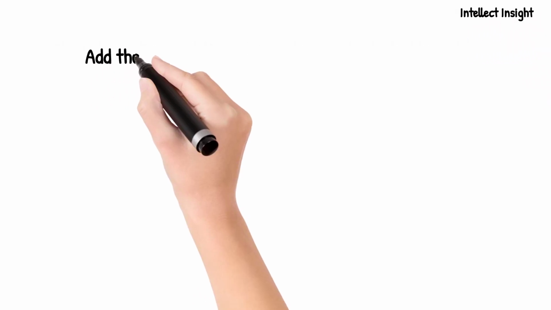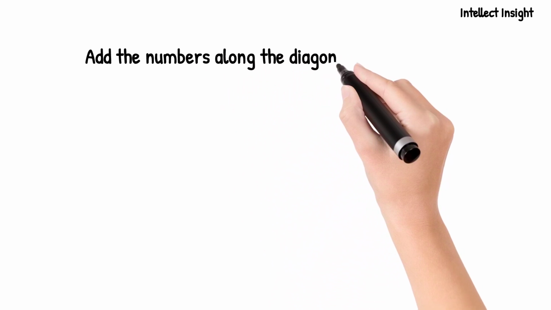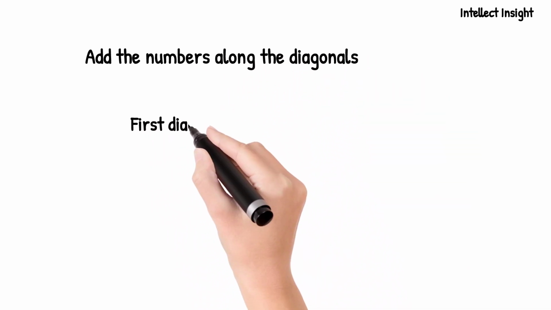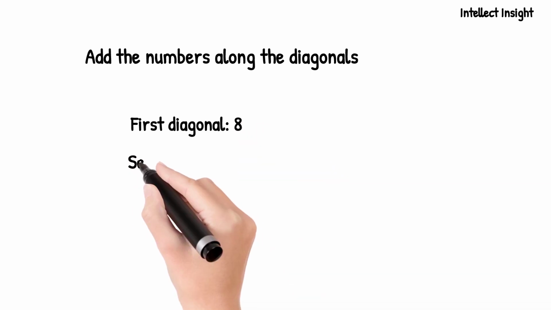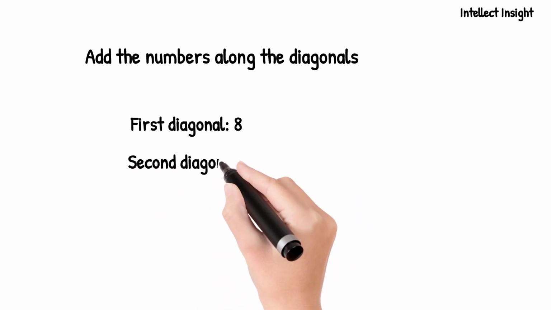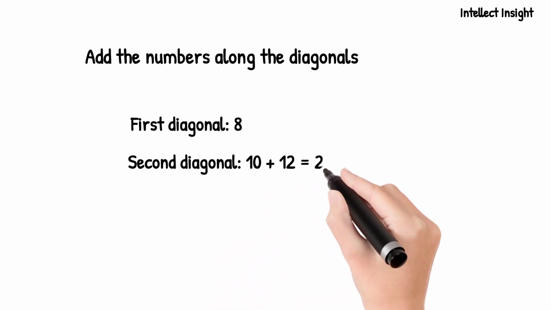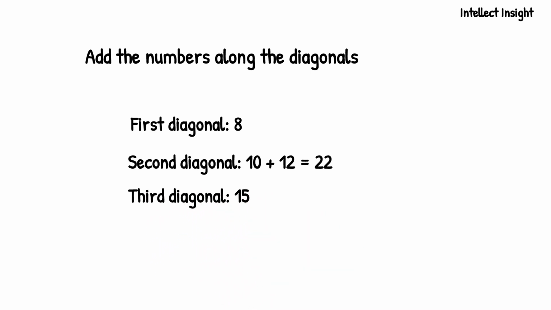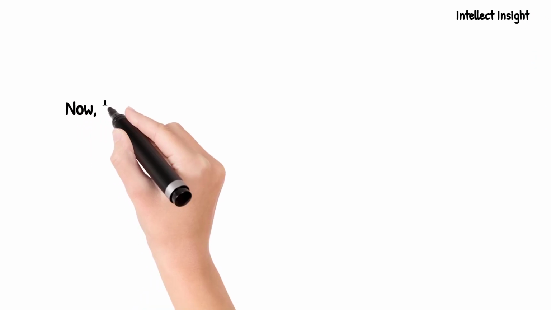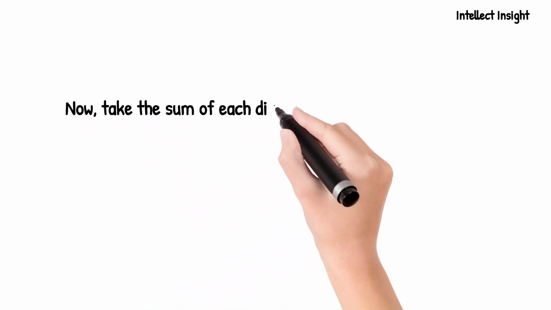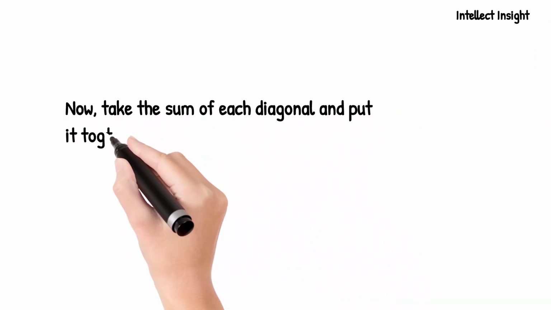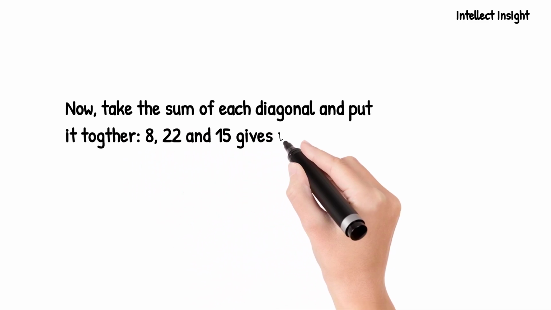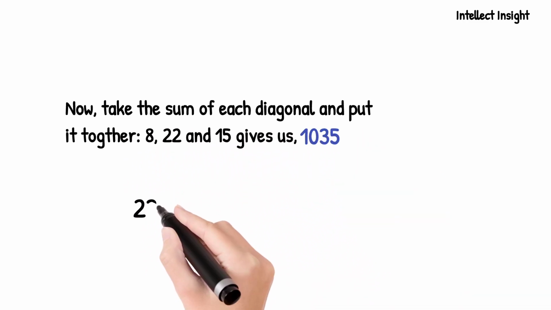Next, add the numbers along the diagonals. First diagonal, which is 8. Second diagonal, which is 10 plus 12 is equal to 22. And the third diagonal is equal to 15. Now take the sum of each diagonal and put it together, which will be 8, 22 and 15, gives us 1035.